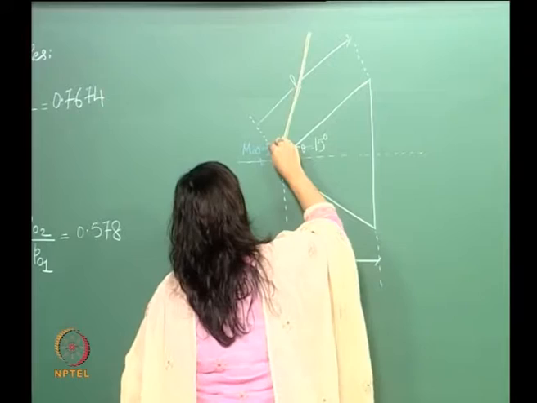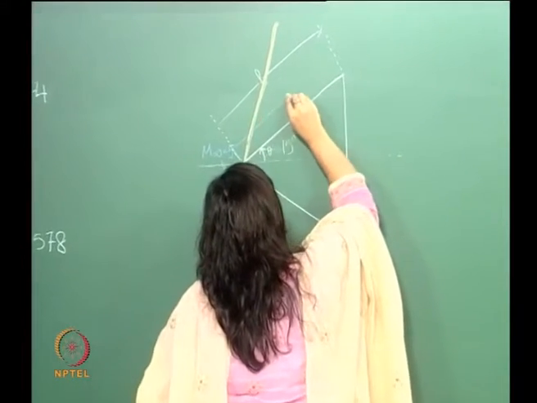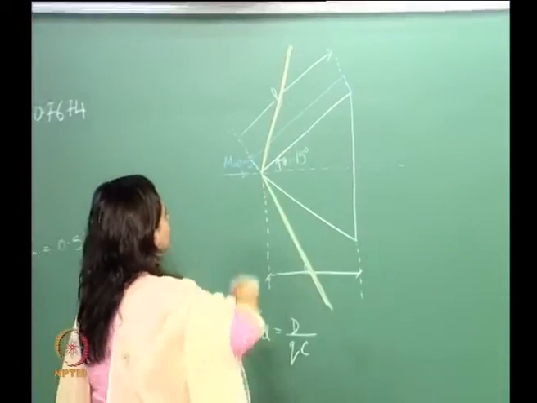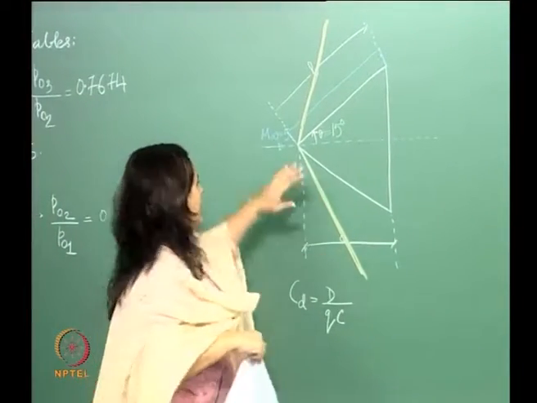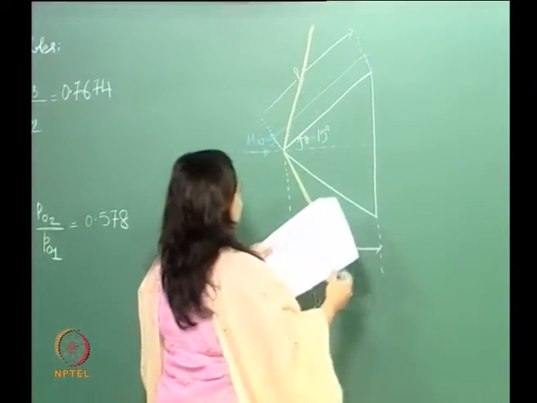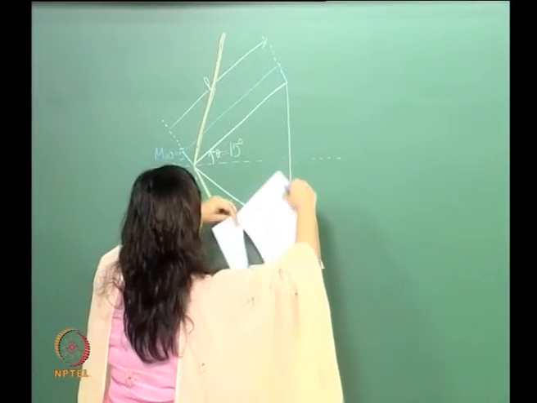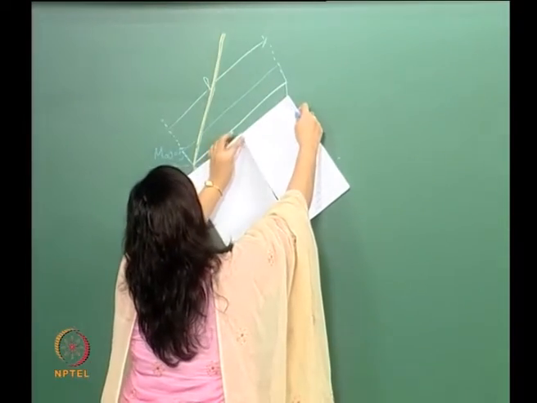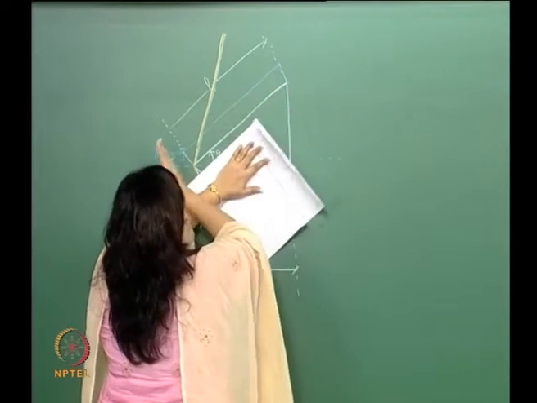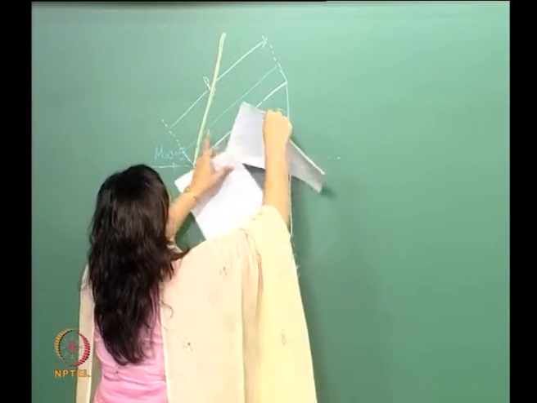So if I look at this, for example, just consider this surface. Forget about this whole picture here, just consider this particular surface. And see that we have a shock wave coming over here, so there will be a certain pressure distribution over here.